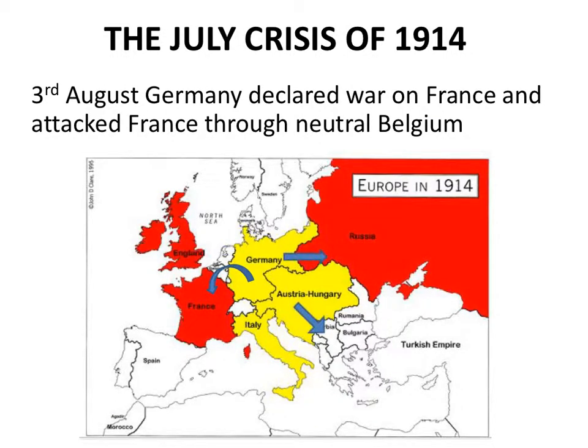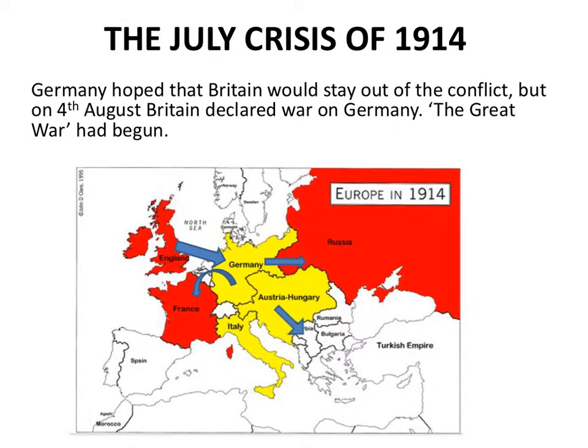Germany then had to attack France by the terms of the Schlieffen Plan. So Germany declared war on France and attacked France through neutral Belgium. Germany hoped that Britain would stay out of the conflict, but on the 4th of August, Britain declared war on Germany. The Great War had begun.